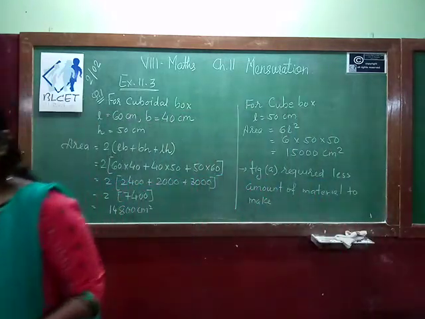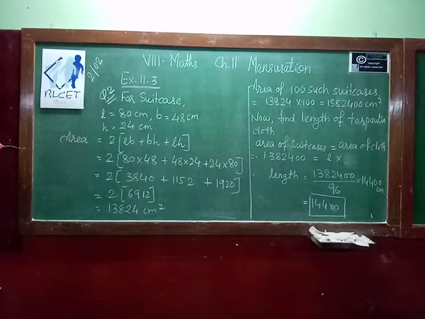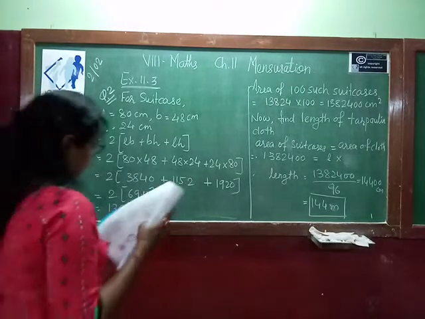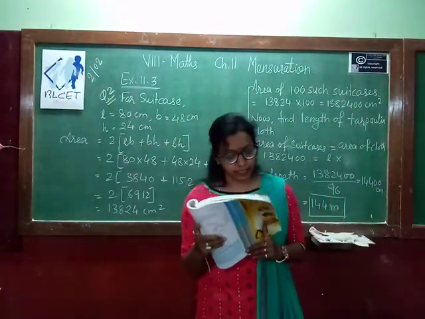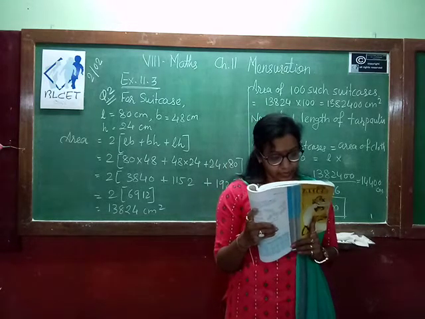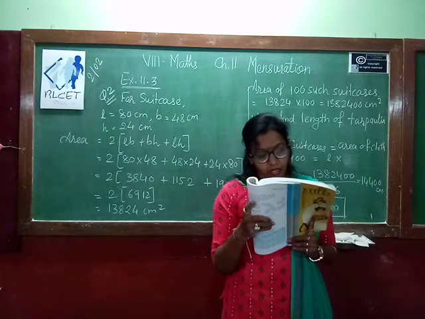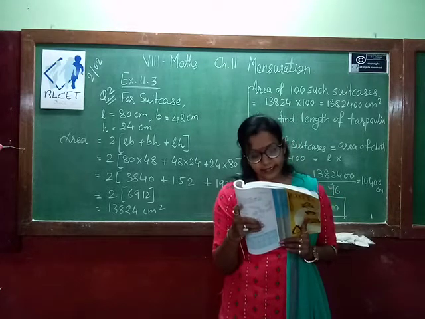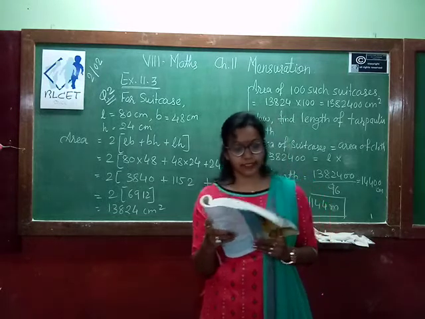Question number 2. See the second question. The question is, a suitcase with measures 80 cm, 48 cm and 24 cm is to be covered with a tarpaulin cloth. How many meters of tarpaulin cloth of width 96 cm is required to cover 100 such suitcases?